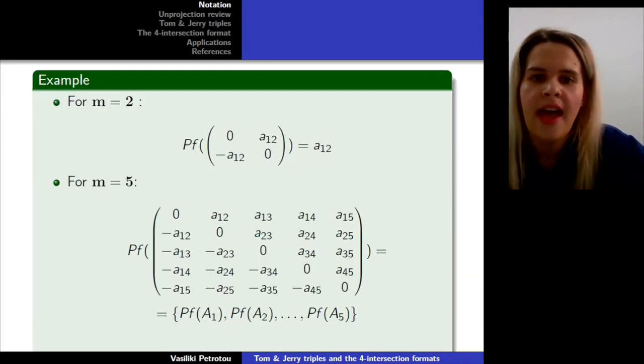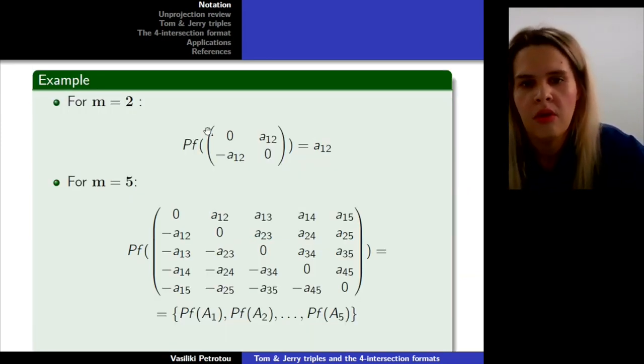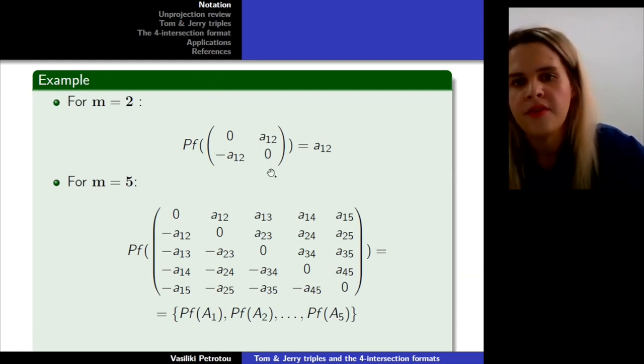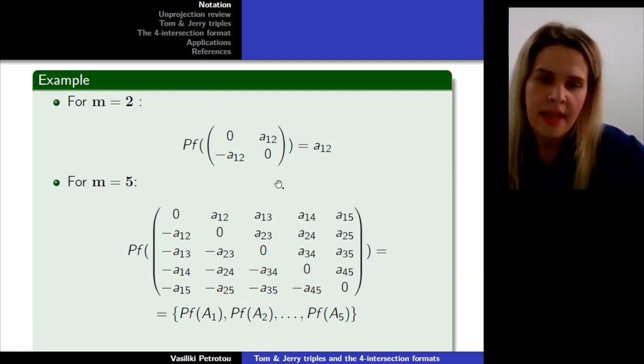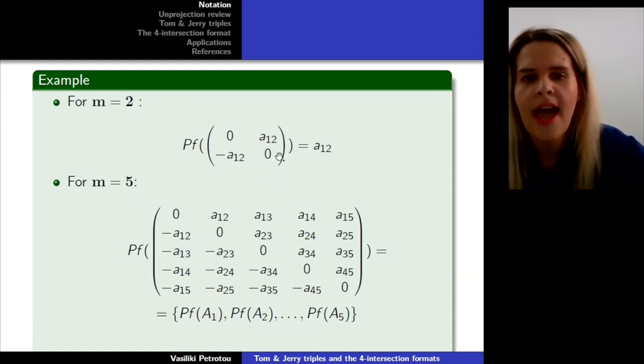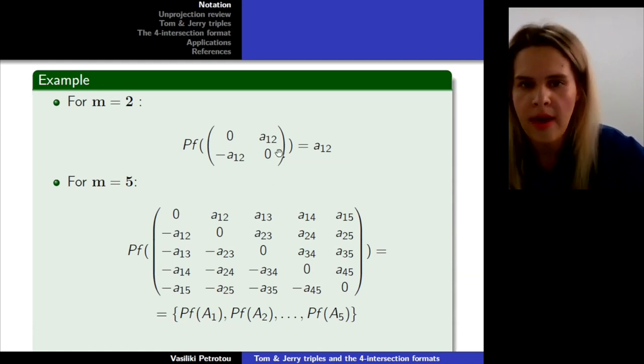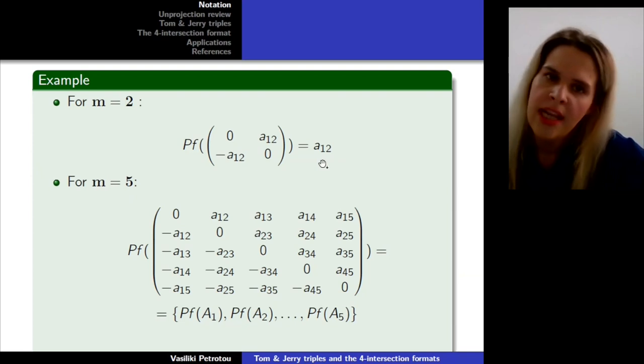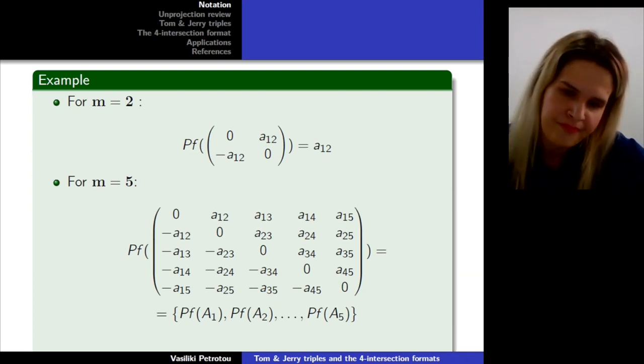So if we have a 2 times 2 skew-symmetric matrix of this form, as a first step, we compute the determinant. We can see that it is equal to the element A12 in a square. So we call the Pfaffian of this matrix the element A12, if we omit the square.